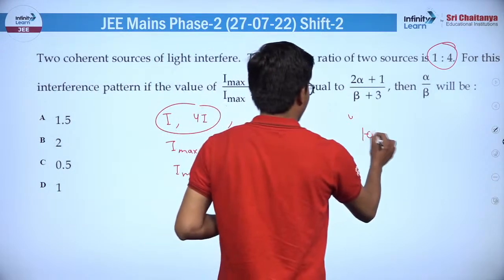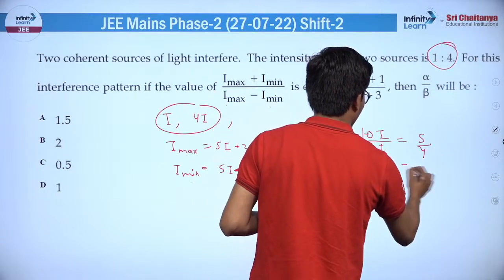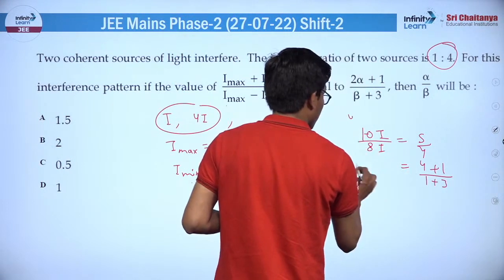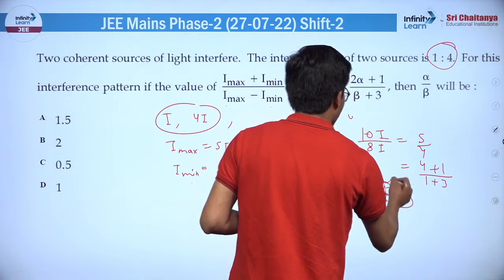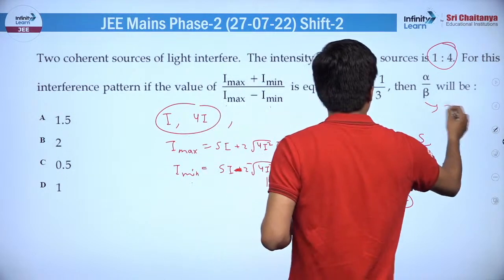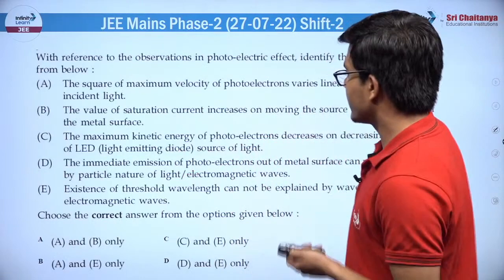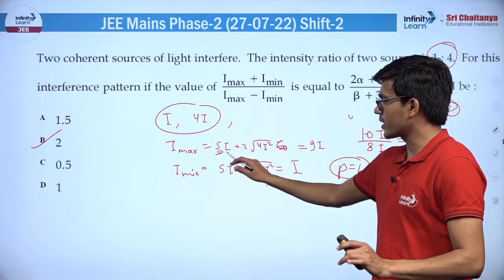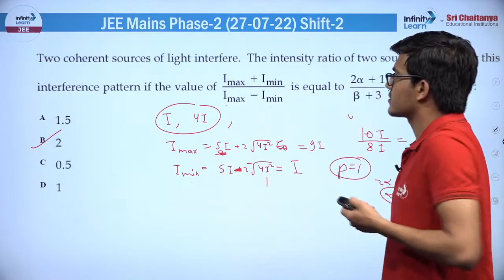I max plus I minimum will be 10I, and if you subtract them you will have 8I, so the ratio will be 5 by 4, means you can write 4 plus 1 upon 1 plus 3, so beta is 1 and 2 alpha is 4, means alpha is 2, so alpha by beta will be actually 2, right? So that is given in option B. Moving ahead, this was a mistake here: this is not maximum intensity, you have to add this term also. Maximum amplitude is given by the direct sum.